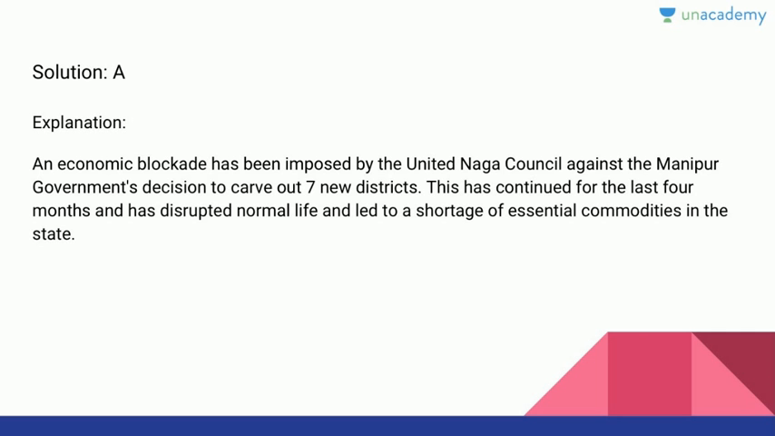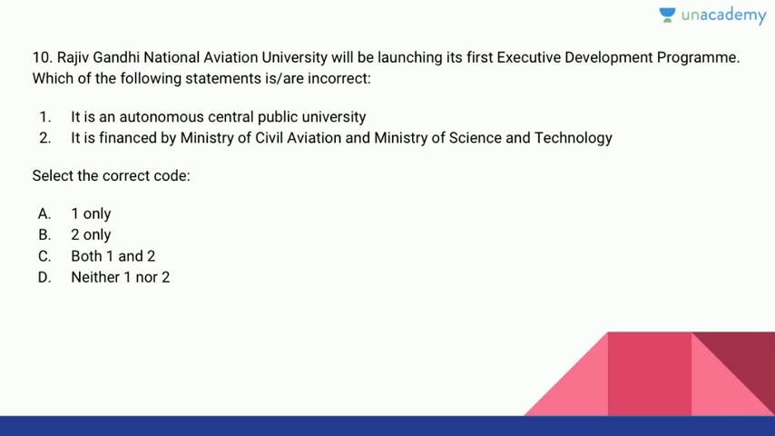So this has continued for the last 4 months and disrupted normal life, led to a shortage of essential commodities in the state because most of the transportation happens via road. And the last question for the day is, Rajiv Gandhi National Aviation University will be launching its first executive development program. Which of the following statements is or are correct?